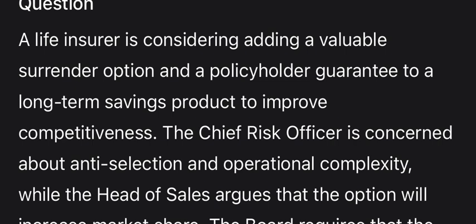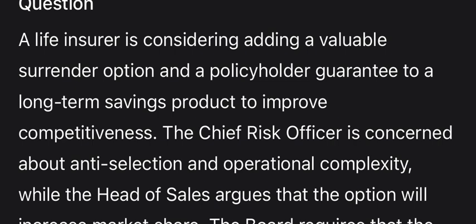Anti-selection is a primary concern in the product design. A surrender option allows policyholders to exercise their rights against the insurer, typically when market conditions make the guarantee disadvantageous to the firm. This is not random behavior, it is selected by the policyholder based on information asymmetry. For example, if interest rates rise, policyholders may surrender to seek higher returns elsewhere, lapse risk, forcing the insurer to liquidate assets at a loss. This creates a heavy-tailed risk profile where the most severe losses occur simultaneously with adverse market movements.